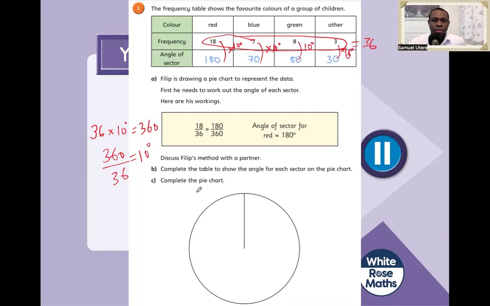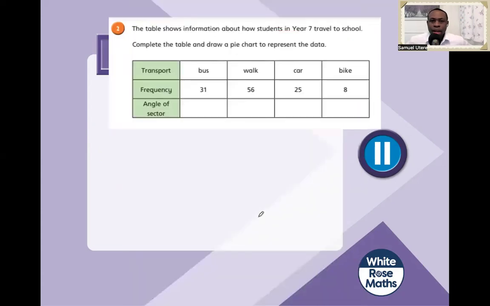And then the next thing is to complete the pie chart. I'm not going to demonstrate how to do the pie chart. By now, you've had sufficient learning throughout this block of learning on how to use your protractor to measure and to draw angles. So that will be for you to practice. Let's look at the next one. Pause the video and answer question 2 in 3 minutes. Assuming you've paused the video and you've answered question 2, here are the answers.